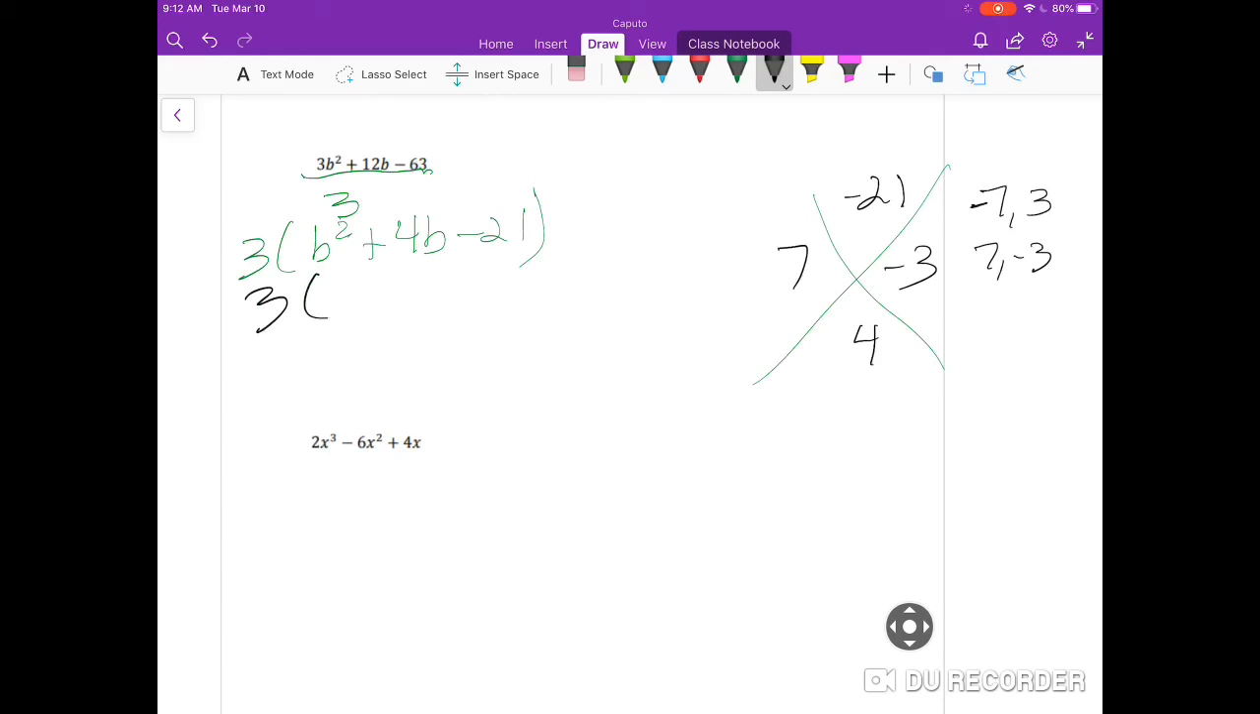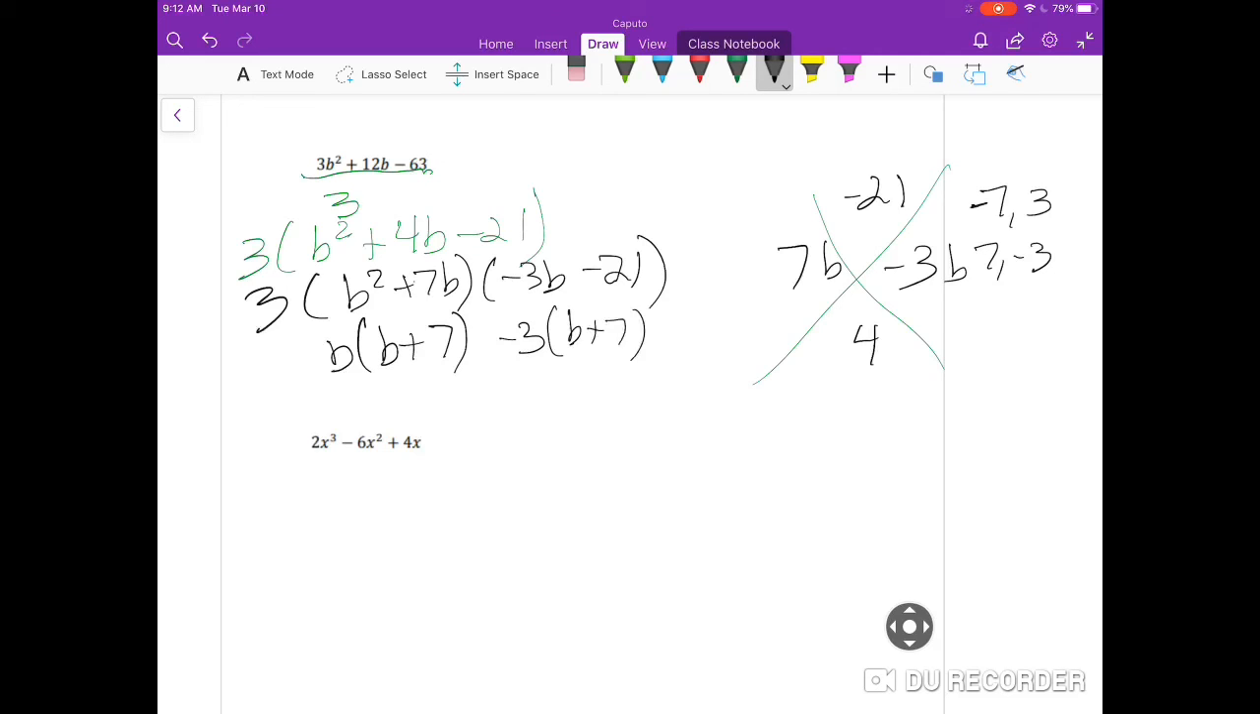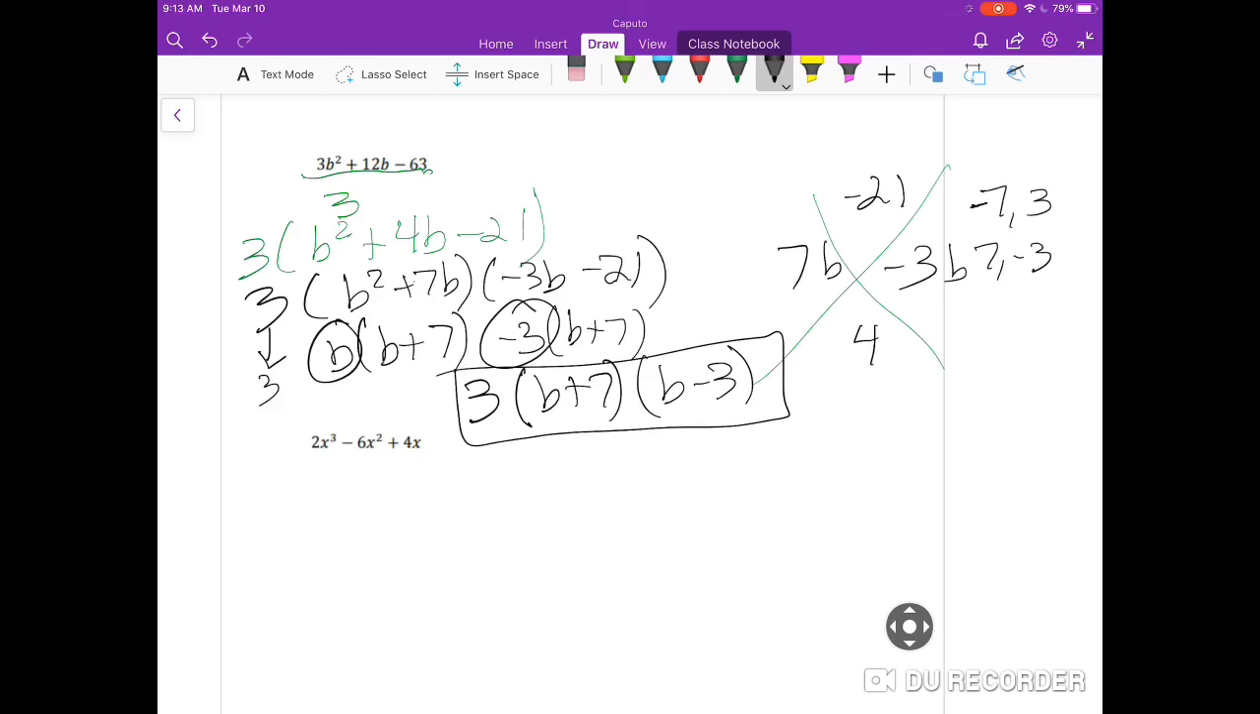Break it up. B squared plus 7b, and then negative 3b minus 21. Pull out a b, and you're left with b plus 7. Pull out a negative 3, and you're left with b plus 7. Don't forget about this guy. Final answer is 3, parentheses, b plus 7, parentheses, b minus 3. Don't forget about the 3. It is pulled out as a factor. So that's all it is, pulling out a GCF and then trying more.